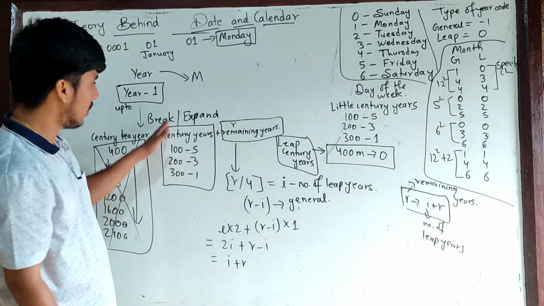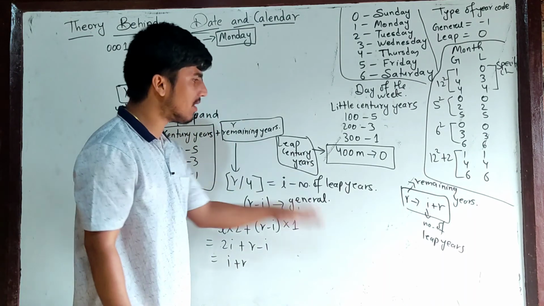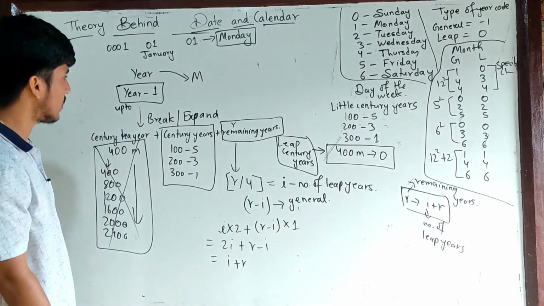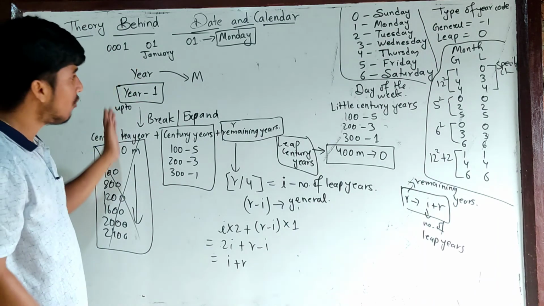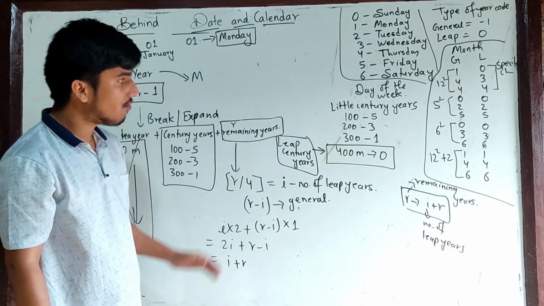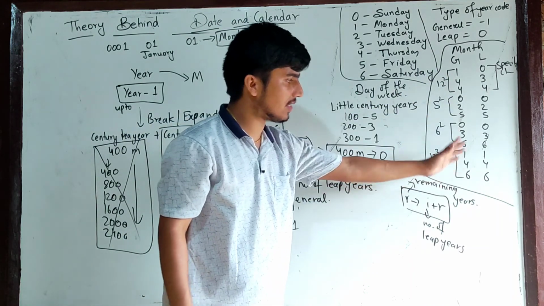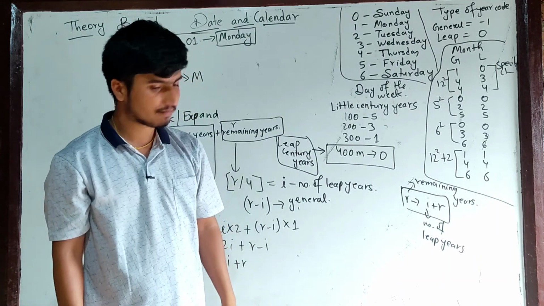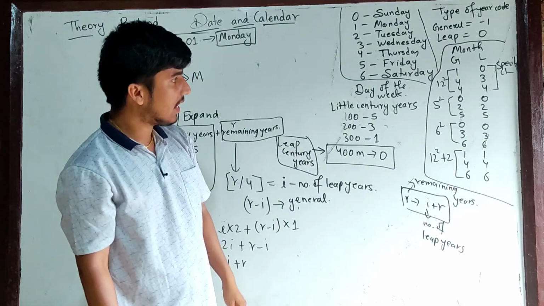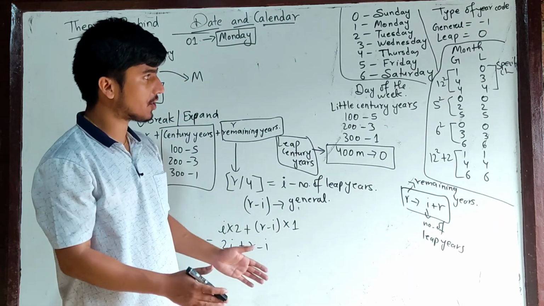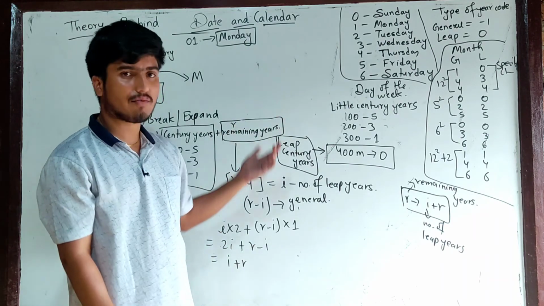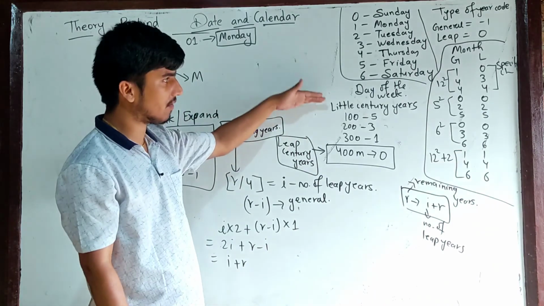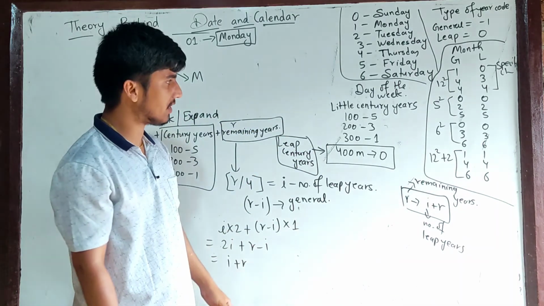We have calculated for century years, we have calculated for remaining years, and for century leap years there are no odd days. So we are finished with the year. Now we move on to the month part, right? For the month part we have specific codes for general years and specific codes for leap years. For finding the code of a month, we have to move from up to down, January, February, March, April, in ascending fashion.